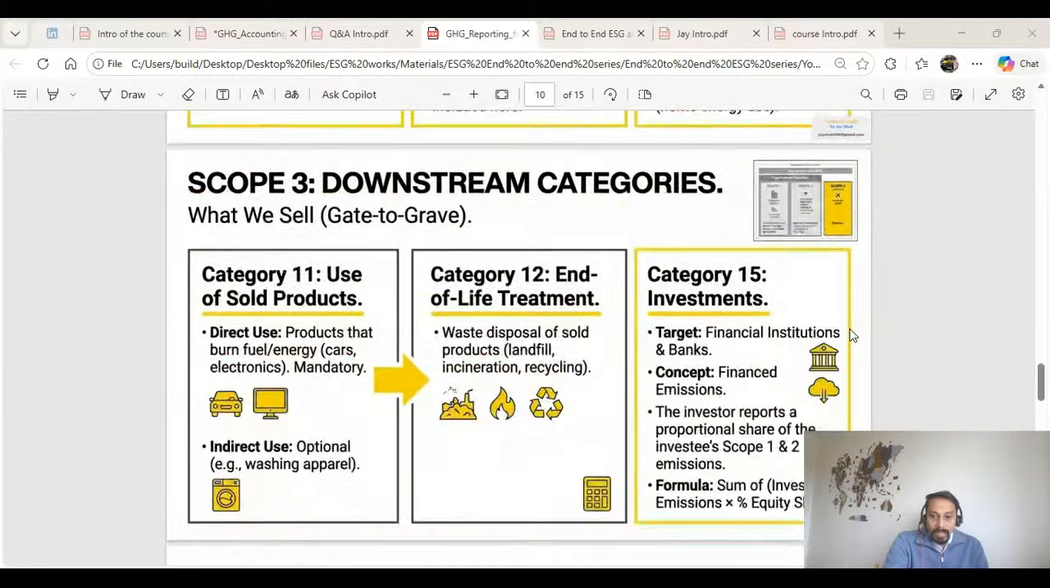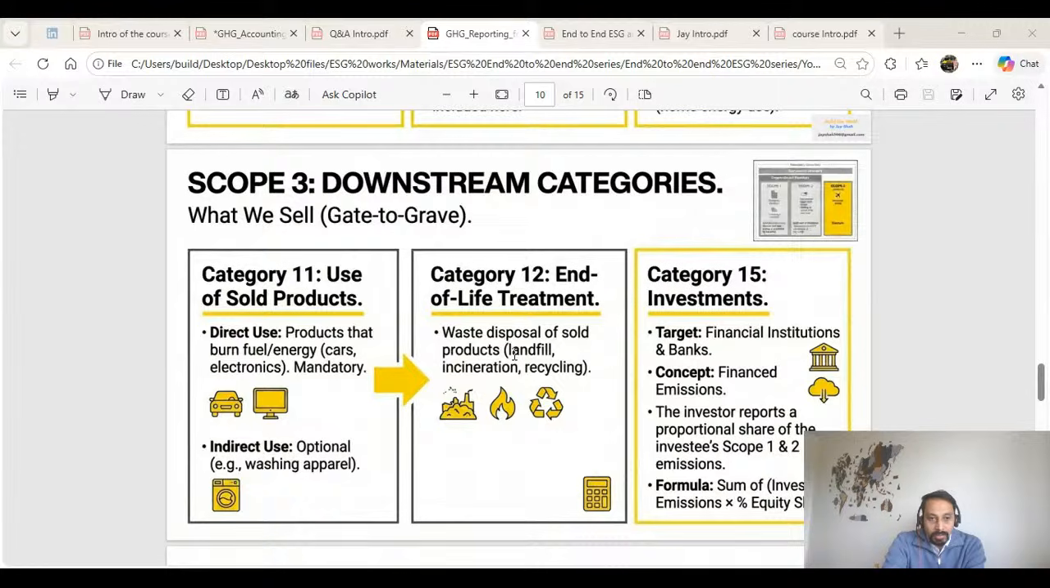The downstream category is also very important, focusing on the overall sale of products, category 11, which is mandatory if the product consumes energy. So it is very important to understand whether a category is upstream or downstream. Category 11, category 12 and category 15 are mandatory if products consume energy. Category 12 is end of life. It means your product or service will go to landfill, whether as part of recycling or incineration, or however it works.